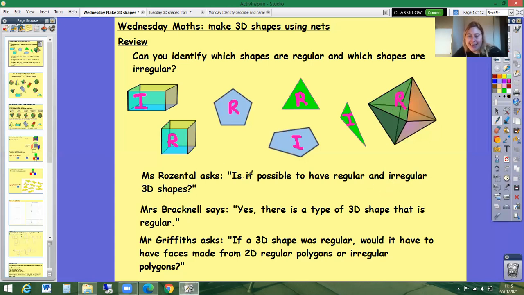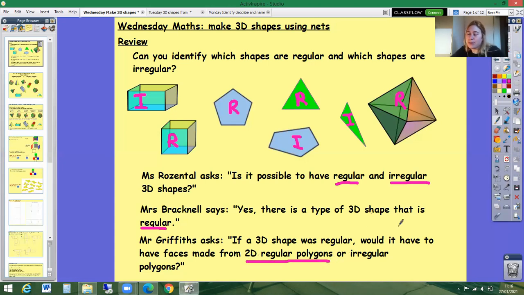So Ms. Rosenthal asks, is it possible to have regular and irregular 3D shapes? What do you think based on what we've just discussed? Well, yes, it is. We can have shapes with regular 2D faces and shapes with irregular 2D faces. Mrs. Bracknell says, yes, there is a type of 3D shape that is regular. So we're going to explore that in a bit more detail, but it's these kinds of shapes, these Platonic shapes. Mr. Griffiths asks, if a 3D shape was regular, would it have to have faces made from 2D regular polygons or irregular polygons? So I'm sure you have thought about that now. They would have to be 2D regular polygons.